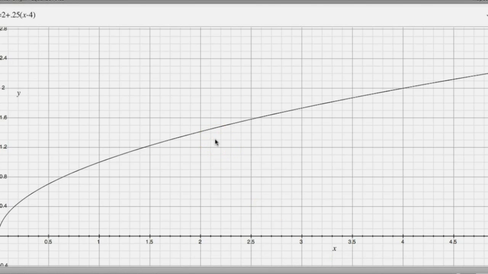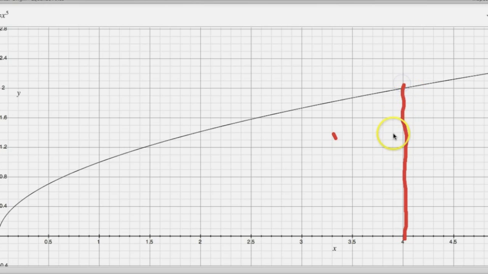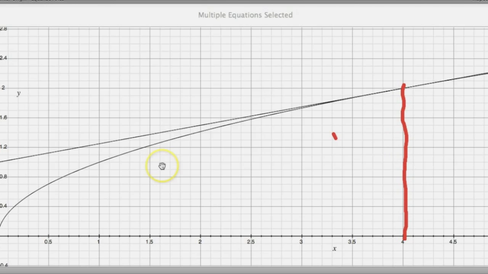Alright, so here we have the curve. This is y equals the square root of x, and we've got 4 right here. So let's look at the tangent line that we just found and see it on this graph. There's the tangent line, and we can see that it is tangent at x equals 4.